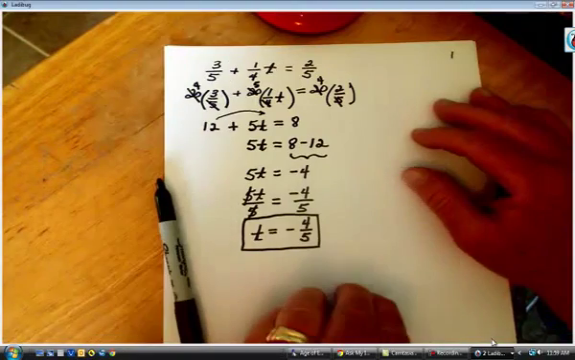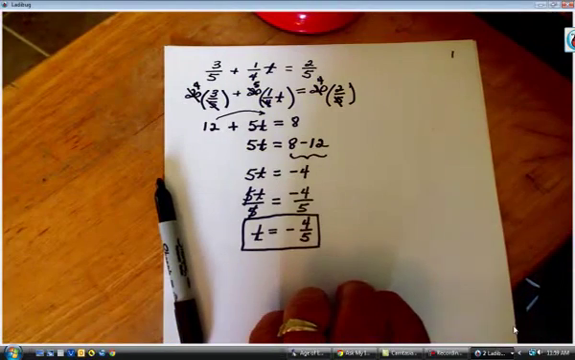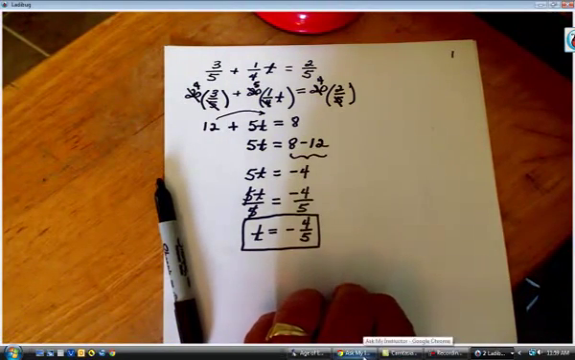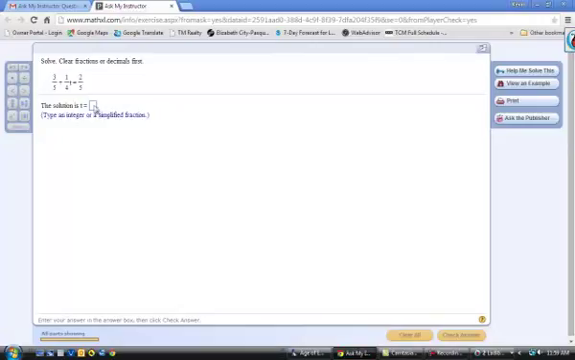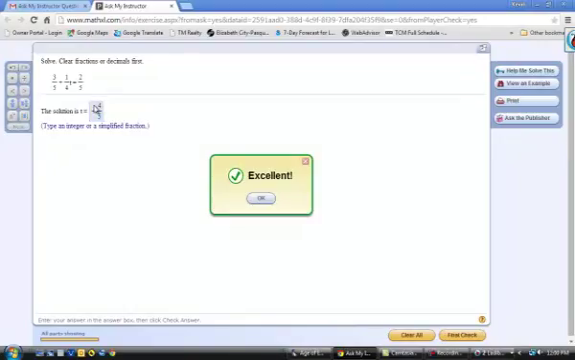Now let's put that in and see if it works. I'm sure it will. Let's see. Negative 4/5. Yes, it worked.